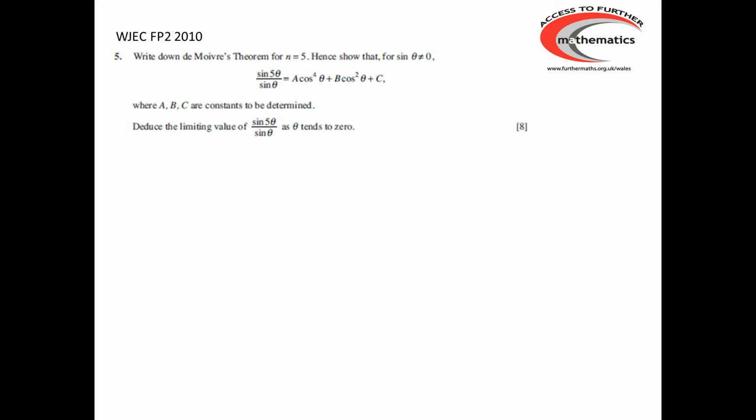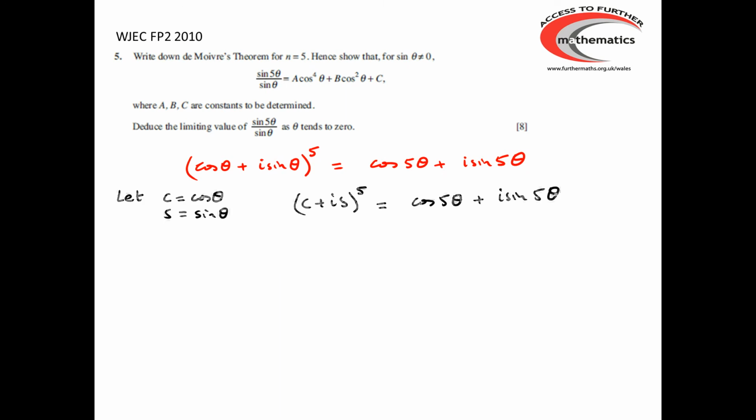De Moivre's theorem for n equals 5 states that cos theta plus i sine theta to the power 5 is cos 5 theta plus i sine 5 theta. At this stage, it will save us a lot of work if we introduce a shorthand. And the shorthand is simply going to replace cos theta by c and sine theta by s. So the statement simply becomes c plus is to the power 5 equals cos 5 theta plus i sine 5 theta.